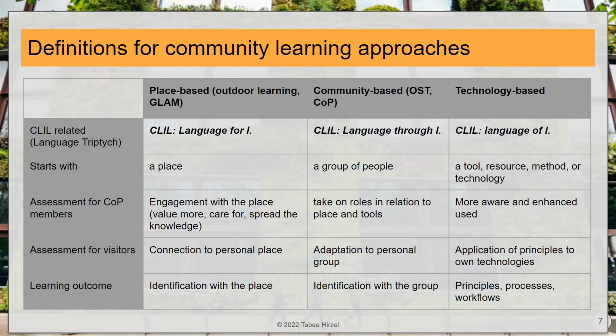The last one is community learning. And here again, we can really define 3 different types of community learning, because community learning is based on 3 elements. If you remember, it always has a place, a community or the people, and a technology. So depending on whether we start from the place, or the place is given, then it's place-based, like outdoor learning, GLAM.